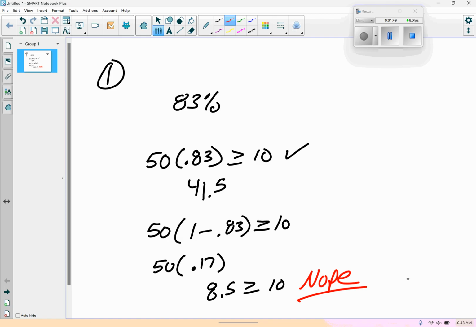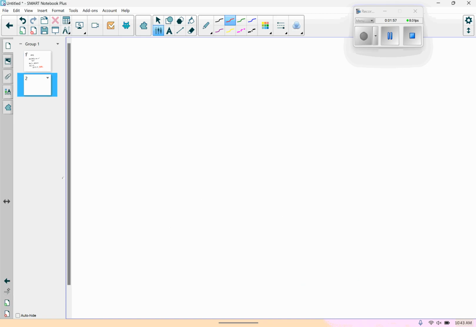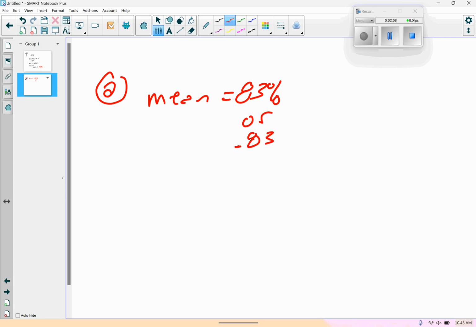The 83% doesn't mean we know the total population. It was just that they'd somehow figured out a survey that found 83% worked. Okay, but that's not going to stop us from finding the mean. So the mean is the 83%, or you could write 0.83. It's kind of up to you.